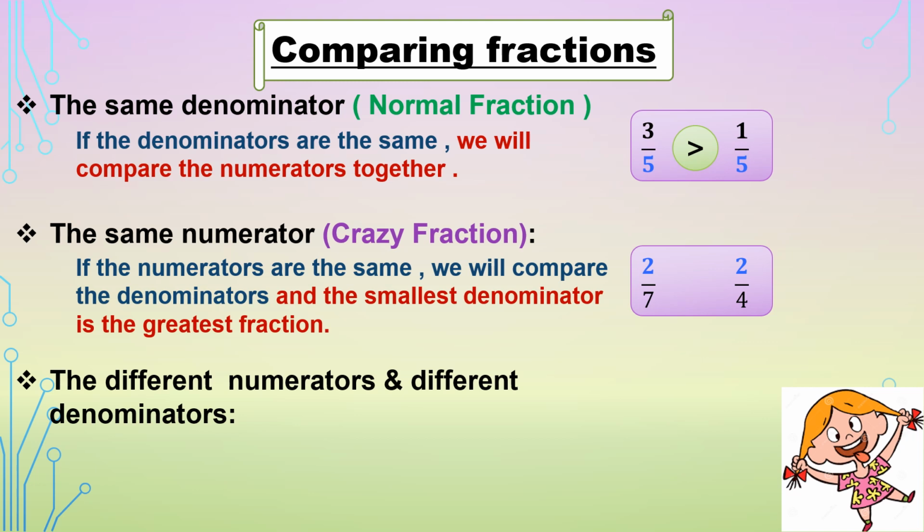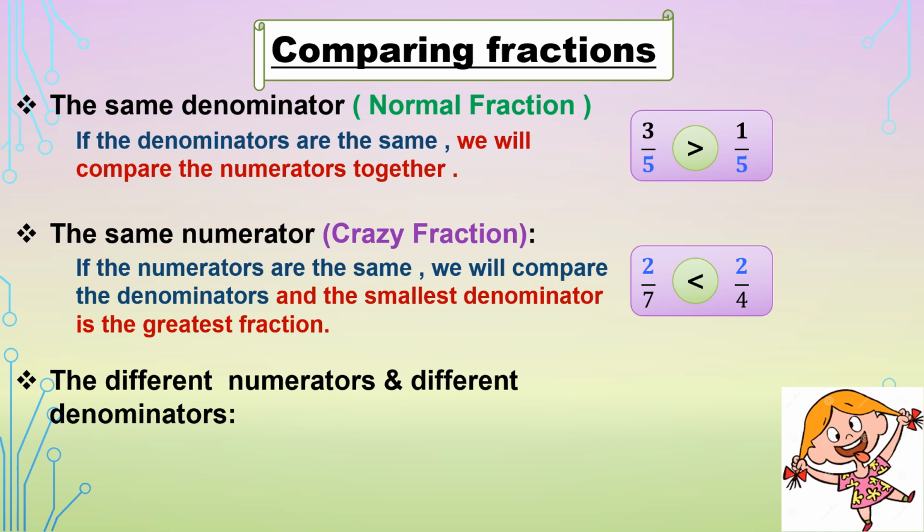Here we have same numerators, so it's called crazy fraction. What shall we do? Look at down. Which is big in crazy, 4 or 7? Yes, 4 is bigger than 7 in crazy fraction. So 2 over 4 is greater than 2 over 7.